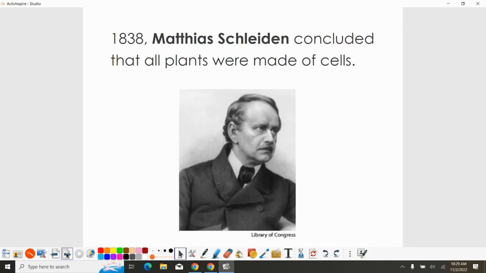The next person to contribute to cell theory is Matthias Schleiden. Using more modern microscopes, because here nearly 200 years have gone by, so obviously the technology will have improved in that time. Using these newer, more powerful microscopes, looking at various plant samples, he determined that all plants are made up of these cells. Again in 1838.